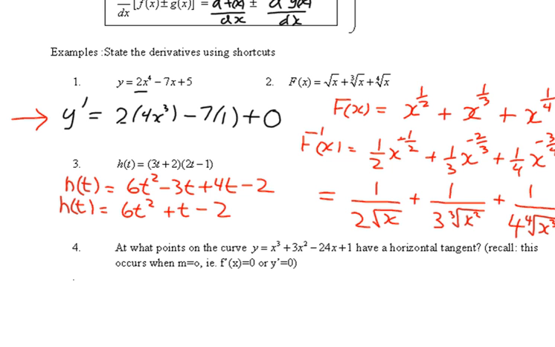Now do the derivative for me. Okay, now that we've multiplied it all out, and it's now sums and differences, get me the derivative.